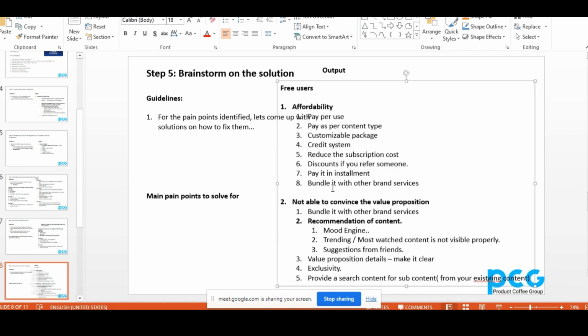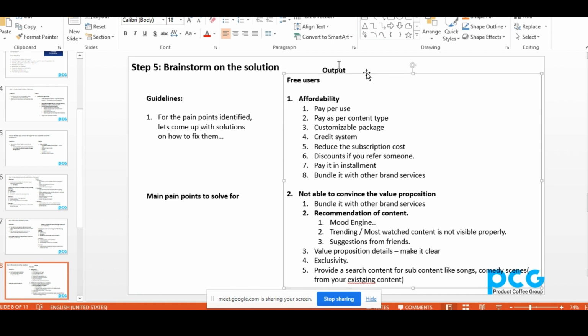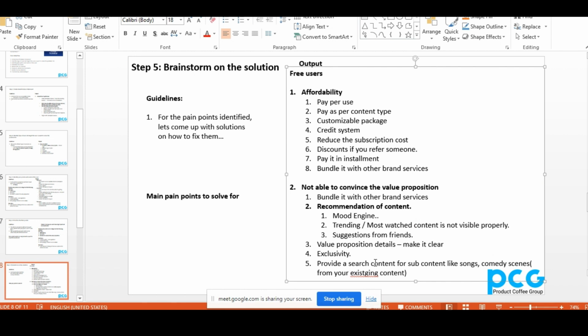Okay, let me just track this out. This is interesting, like songs, comedy scenes. I think they're already doing this, especially Sun TV. If you go, you can see comedy scenes separately being put out of the movies that they already own. Anyhow, I think we'll stop here.